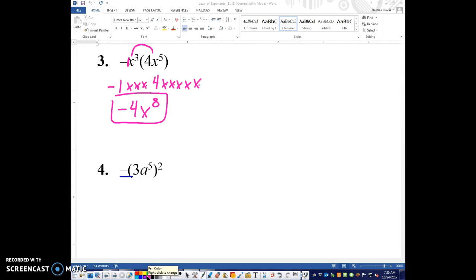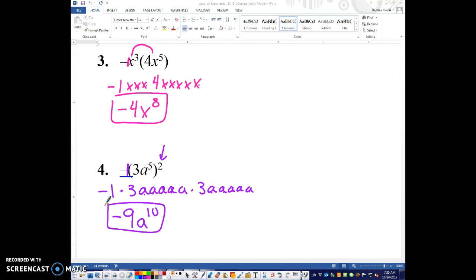Now let's look at number 4. Remember this is a negative 1 here, so let's write that out. Negative 1, and then we have times 3, 1, 2, 3, 4, 5. How many times do we need to do that? 2 times, because it tells you right here. So then we have times 3, 1, 2, 3, 4, 5. So what is negative 1 times 3? Times 3. Negative 9. How many a's do we have altogether? 1, 2, 3, 4, 5, 6, 7, 8, 9, 10. Ta-da! Writing it out really helps you to see what the rules are.